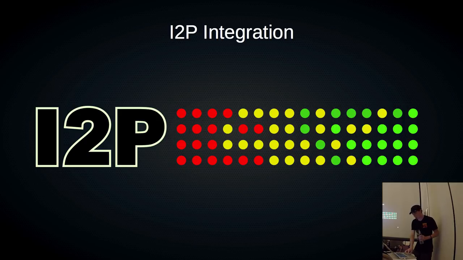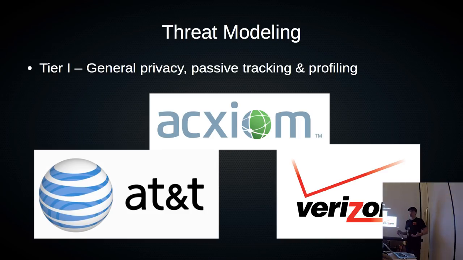Let's see here. So when it comes to anonymous computing, a really important step is threat modeling, defining what it is that you're trying to protect against. I've broken this down into three basic tiers. Your first level tier is what I consider to be a passive adversary. If you're looking for general privacy on the internet, looking to subvert marketing and tracking and things like that, this is kind of your lowest level of threat.